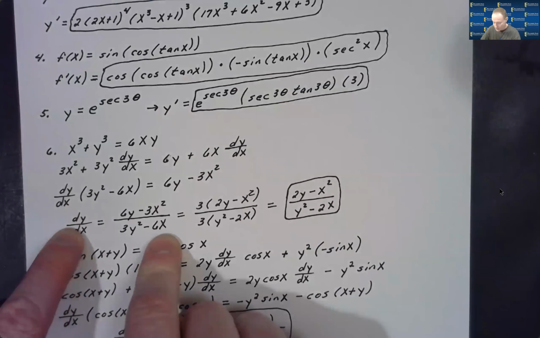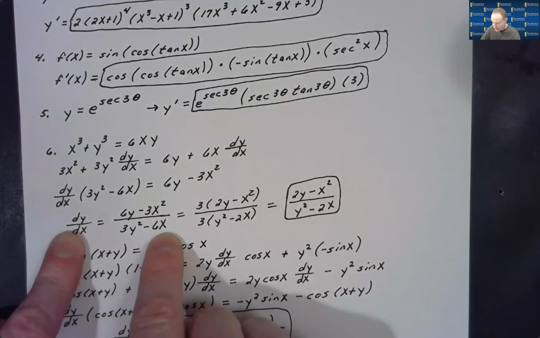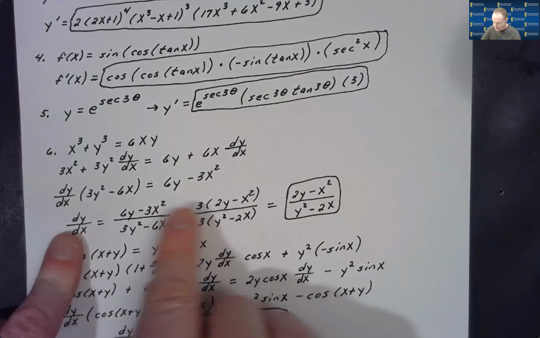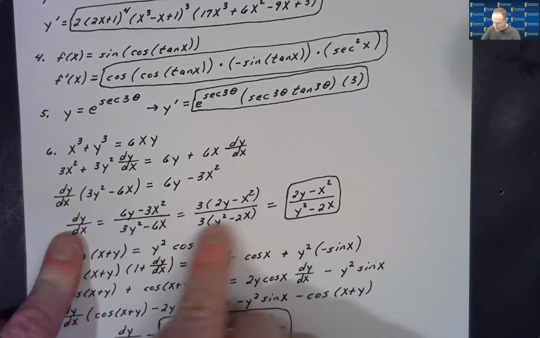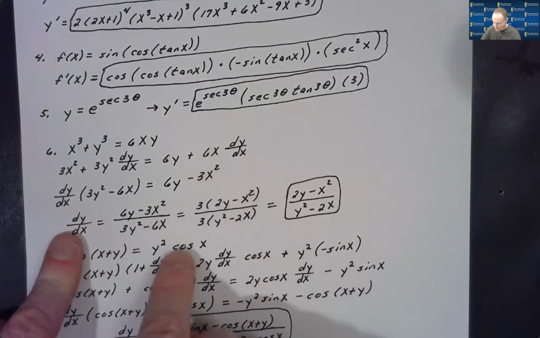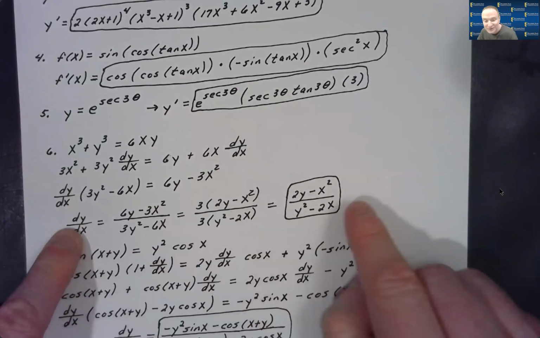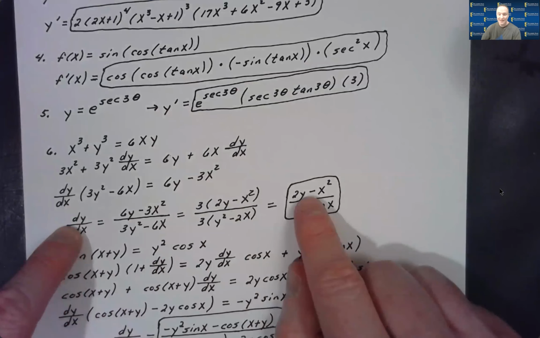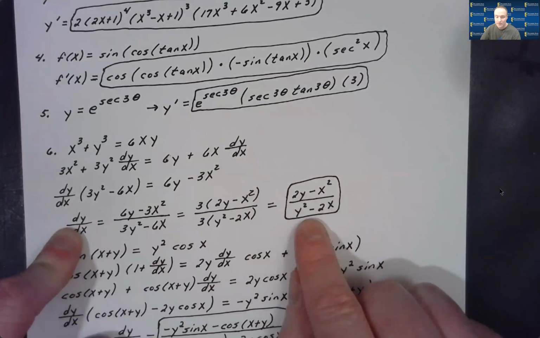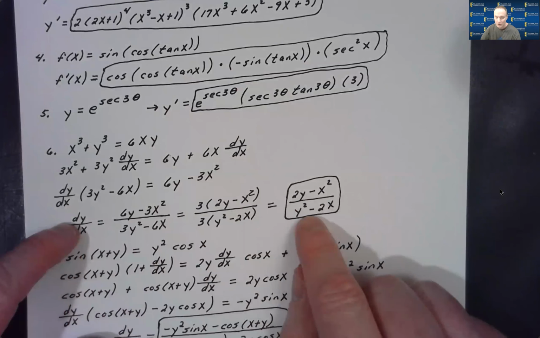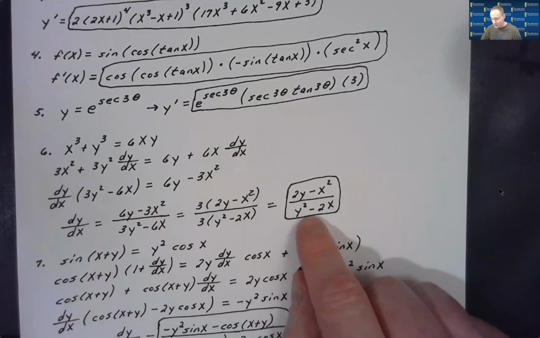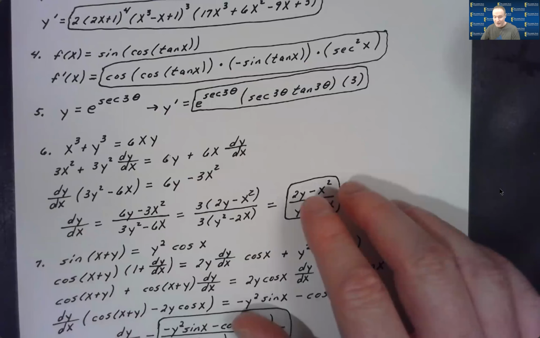I would have been happy with this answer, but generally I like answers fully simplified. So I'll go ahead and say I can see that there is a greatest common factor of 3 in the numerator and denominator. Then those three factors of 3 canceled. So you're left with the answer 2y minus x squared over y squared minus 2x. Good problem. Now, if that's a good problem, the next one's a great problem.